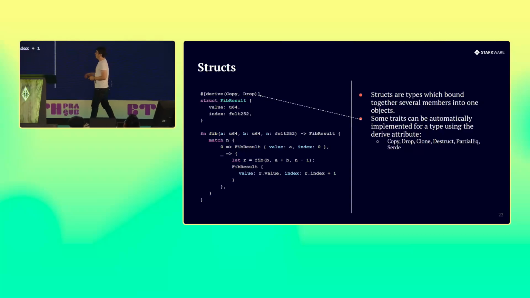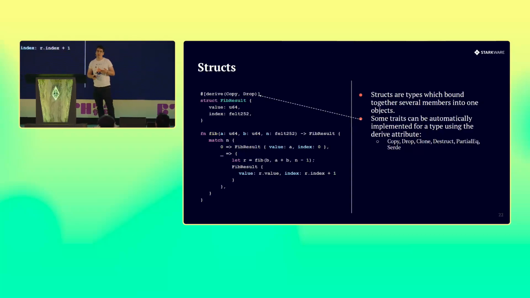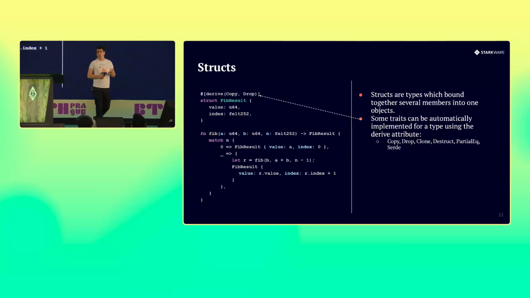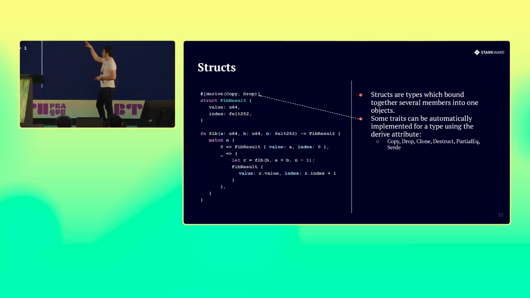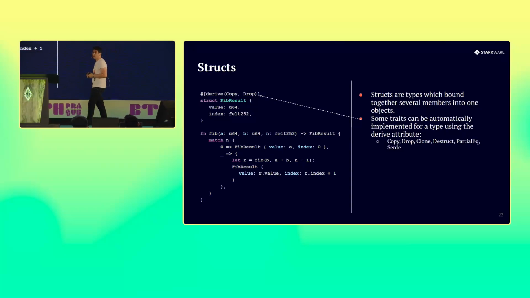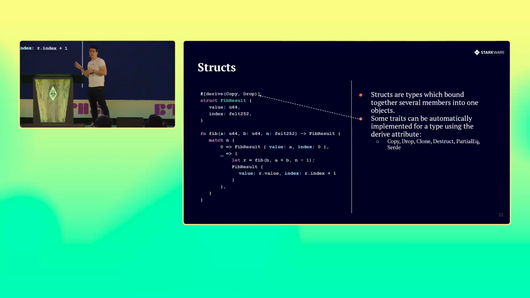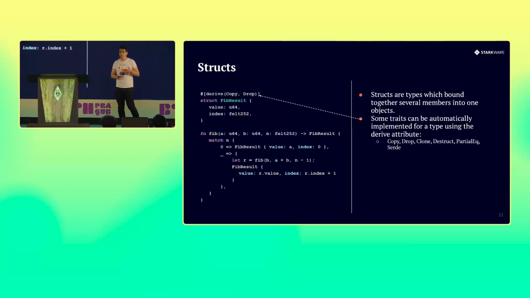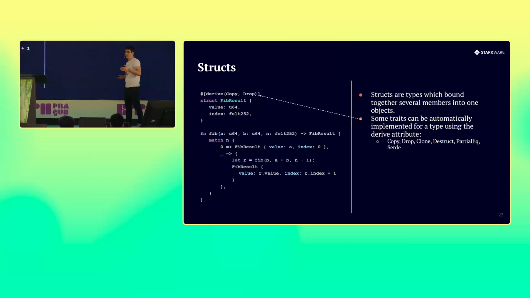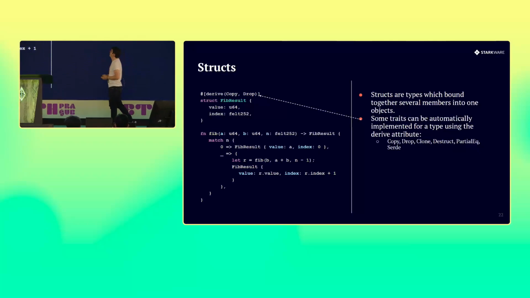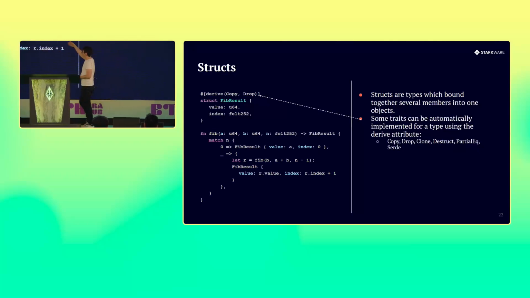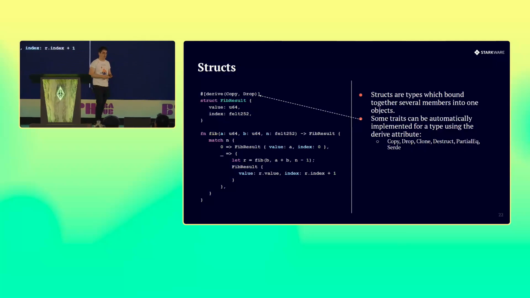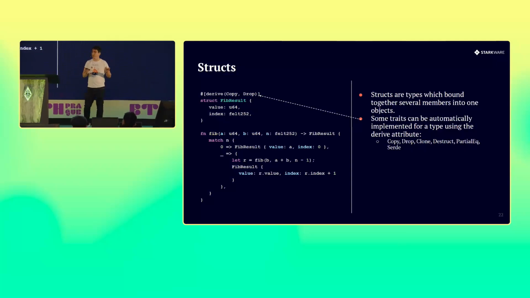And also, we have attributes. Attributes are decorators for any kind of item or statement. So in this case, we are saying, this struct fib result, I want it to derive implementations of the copy and drop traits. I want it to be copyable, and I want it to be droppable. By droppable, I mean I can just forget about it. And then we can make another fib implementation. So that's it about struct.